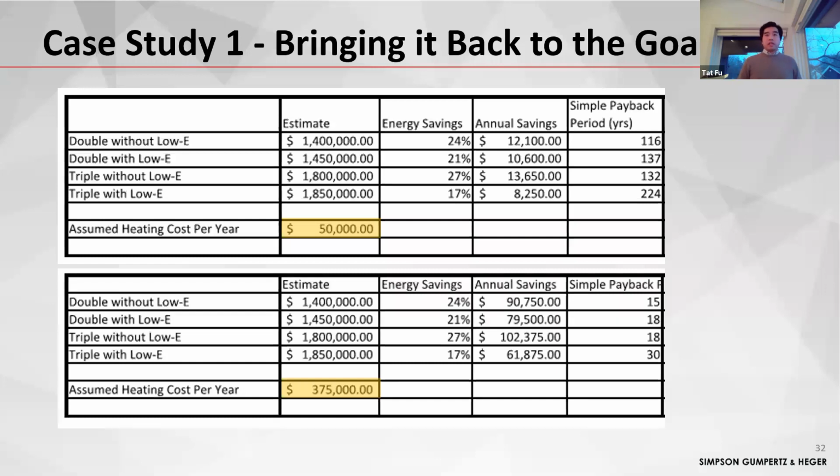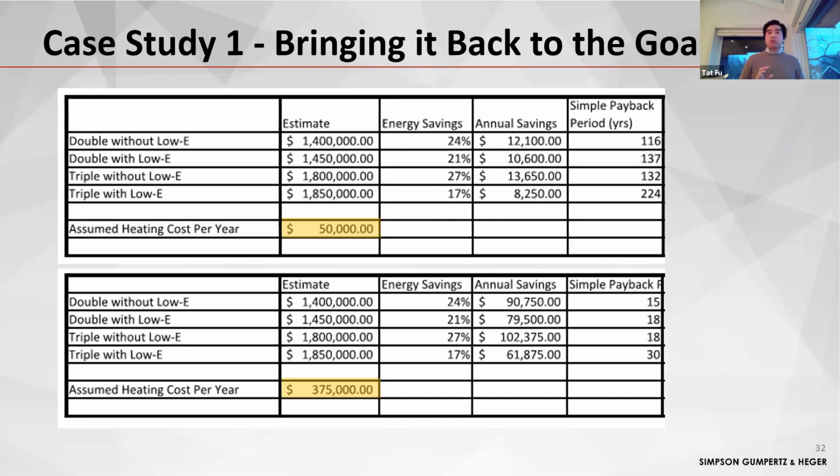So we also looked at what if the payback period is more in line with the lifespan of the window, which is 15 to 30 years. For us to get that number, we actually need to bump the annual heating cost to $375,000, which we know is not true. The university is not spending that much money on heating for that building. But that gave them a sense of what kind of range of payback period they can look at.